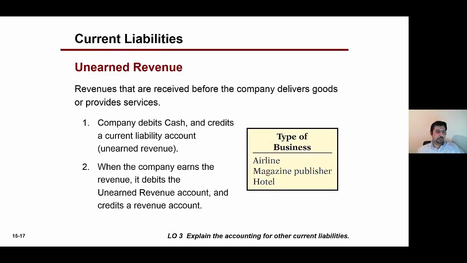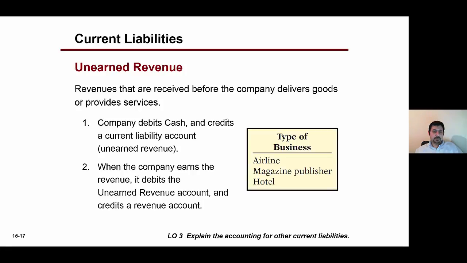Now, unearned revenues is another kind of current liabilities, which we have covered before. To remind you of how this works, this is when the company receives cash before they actually provide the service or deliver the goods. So the company would have received cash before actually earning the money. They did not provide the service. They did not deliver the goods. As a result, they did not earn the revenues, but they have received cash.